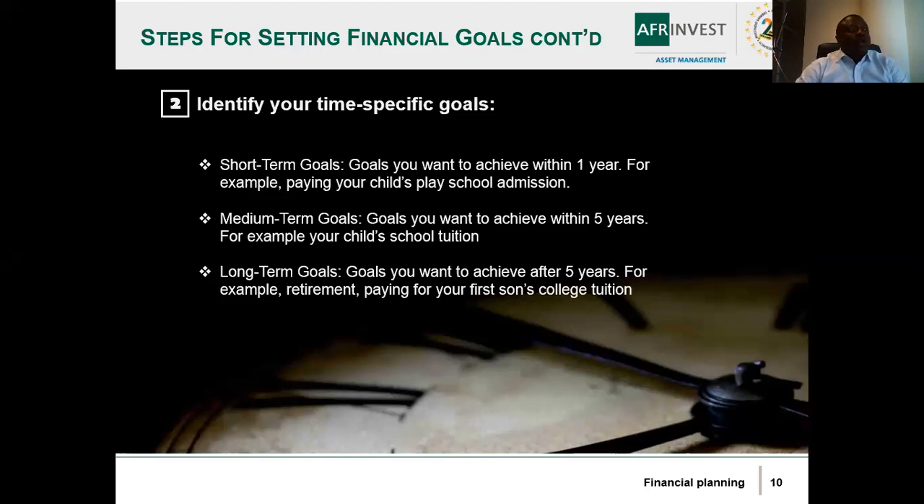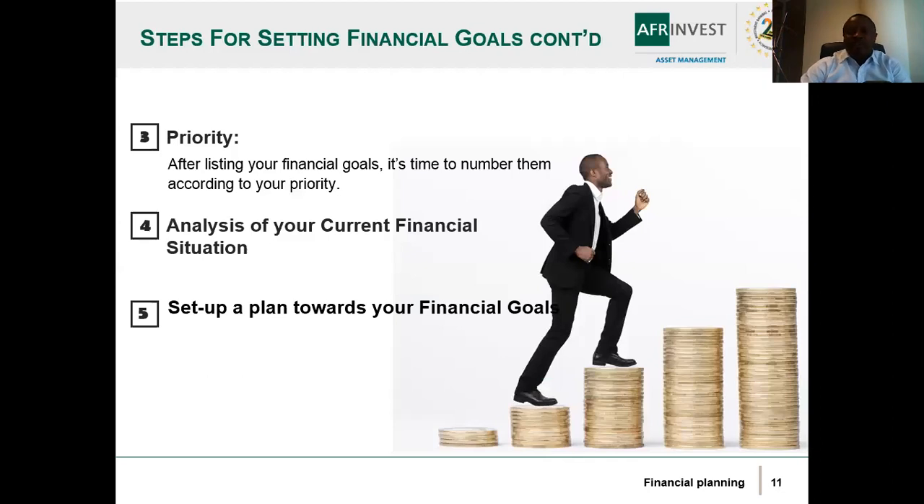These are goals that you achieve within the next 1 to 5 years, while the long-term goals are goals that you set to achieve from 5 years and above. When you talk of long-term goals, you talk about retirement planning. So once you have been able to identify these goals, you break them down into short-term goals, medium-term goals, and long-term goals. The fact that you have a goal written down in the medium term doesn't mean that you cannot. Okay, let's look at the next slide.